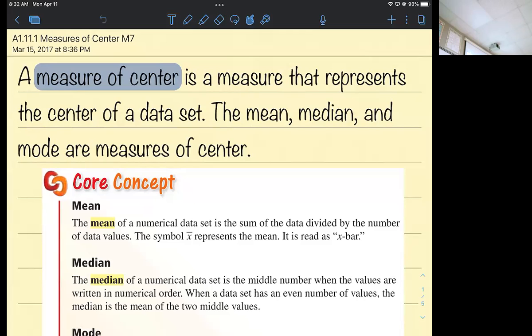All right, Algebra 1, 11.1 is titled Measures of Center, and that's exactly what we're going to start with. A measure of center is a measure that represents the center of a data set. You know them as mean, median, and mode.